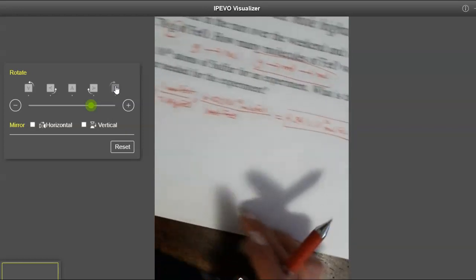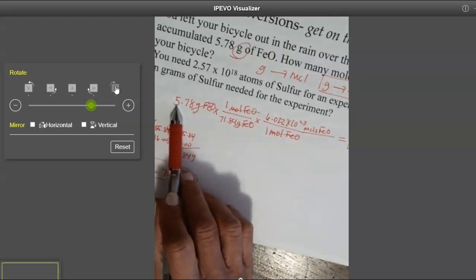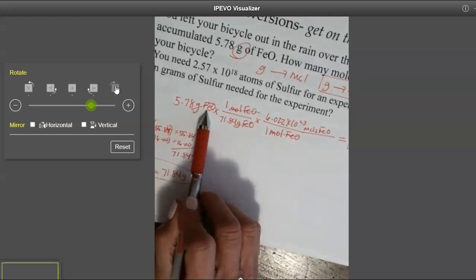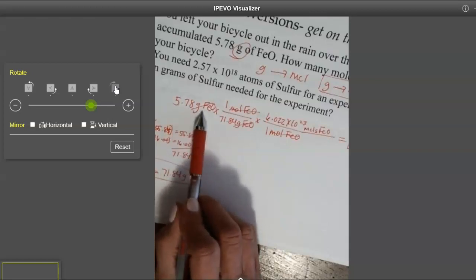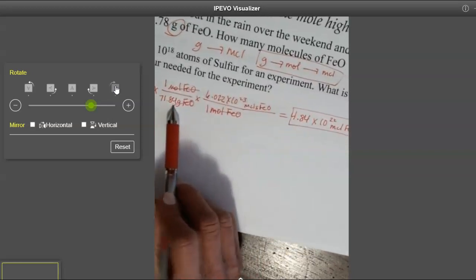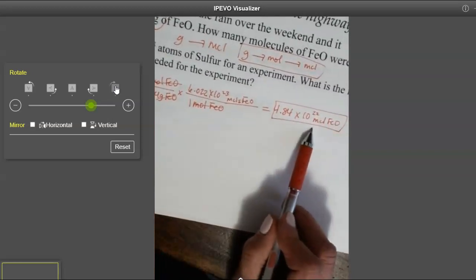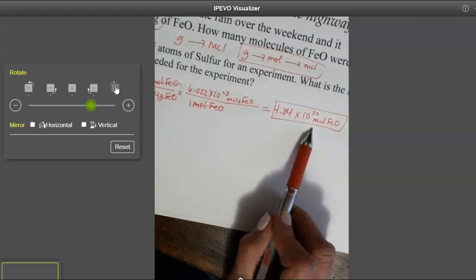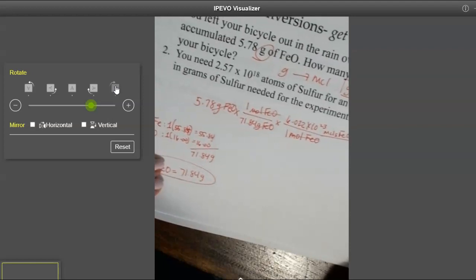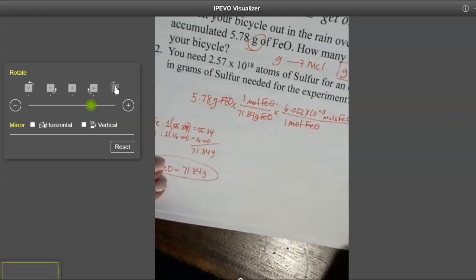So if I started with 5.78 grams of rust, basically, and I wanted to figure out how many molecules of rust I have in this mass, then I convert to moles, and then I convert to molecules to give me 4.84 times 10 to the 22nd molecules. Okay, let's look at this next problem.